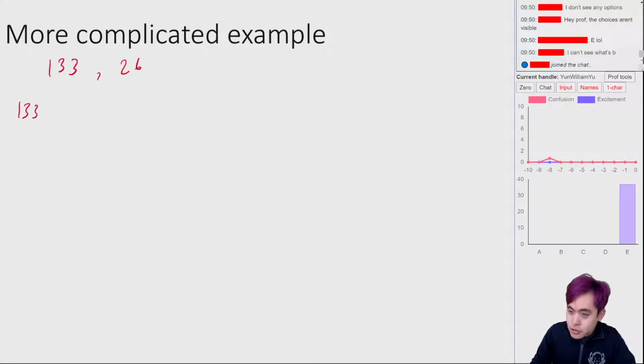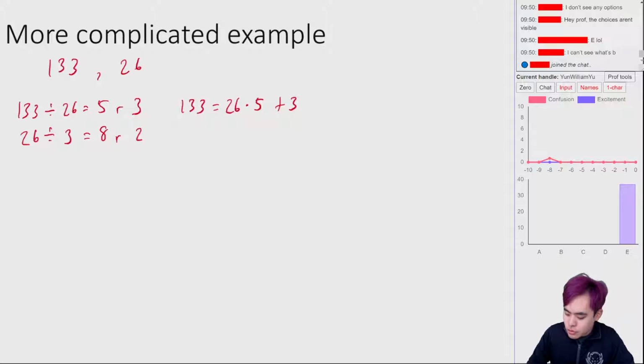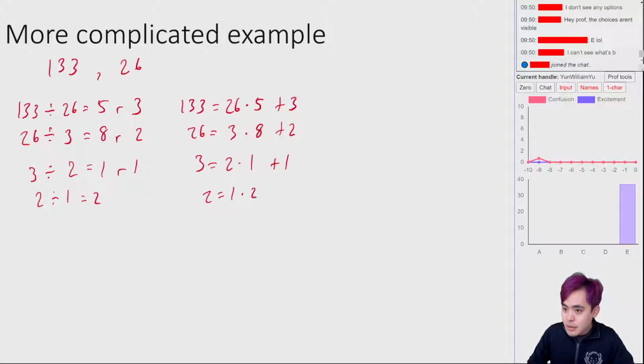So let's start. 133 divided by 26 is equal to 5 remainder 3. Another way of writing that is 133 is equal to 26 times 5 plus 3. If we continue doing the Euclidean algorithm, 26 divided by 3 is equal to 8 remainder 2, or 26 is equal to 3 times 8 plus 2. We also have 3 divided by 2 is equal to 1 remainder 1, or 3 is equal to 2 times 1 plus 1. And 2 divided by 1 is equal to 2, so that's divisible, and our Euclidean algorithm ends. We know that the greatest common divisor of 133 and 26 is equal to 1.